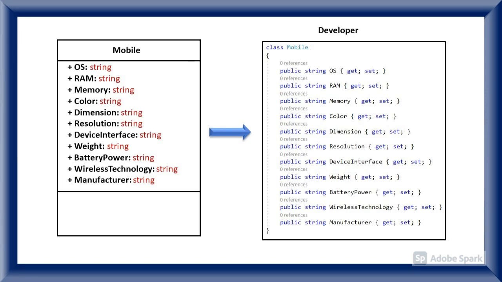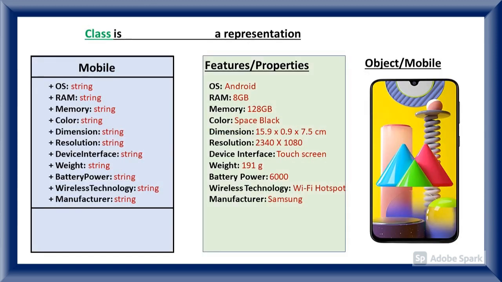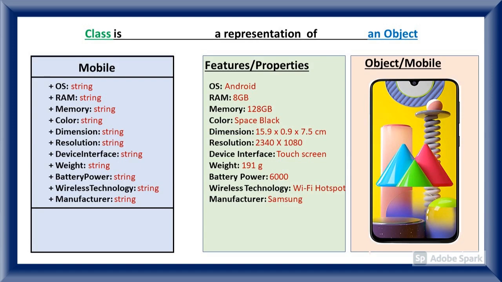This class diagram can be converted into code as shown. This is how functional requirements are converted into technical diagrams and technical diagrams to code. Now we summarize what we have learned so far. Class is a representation of an object.